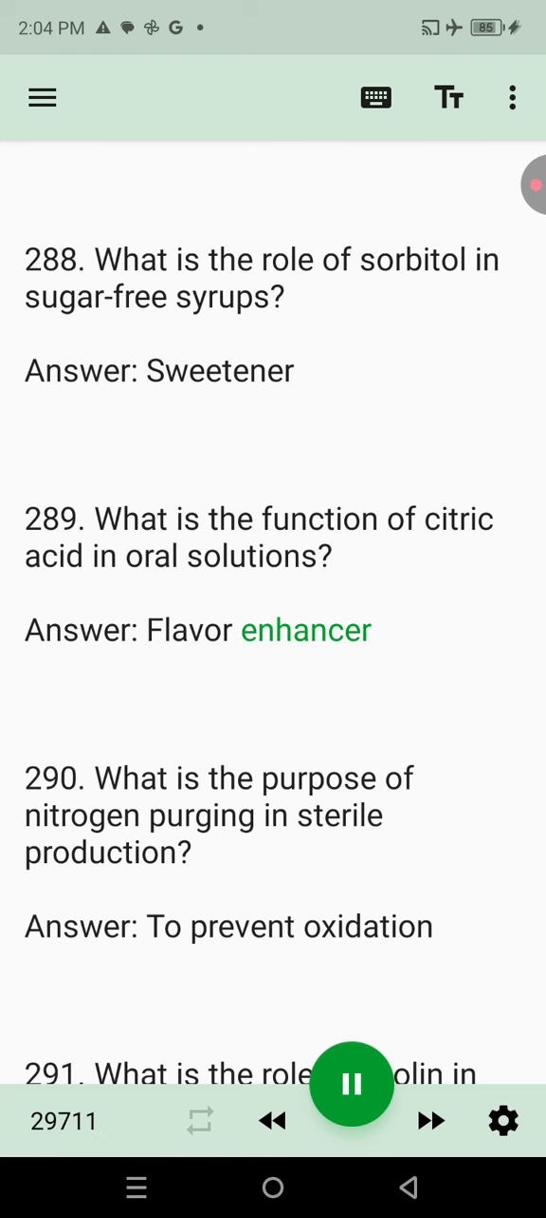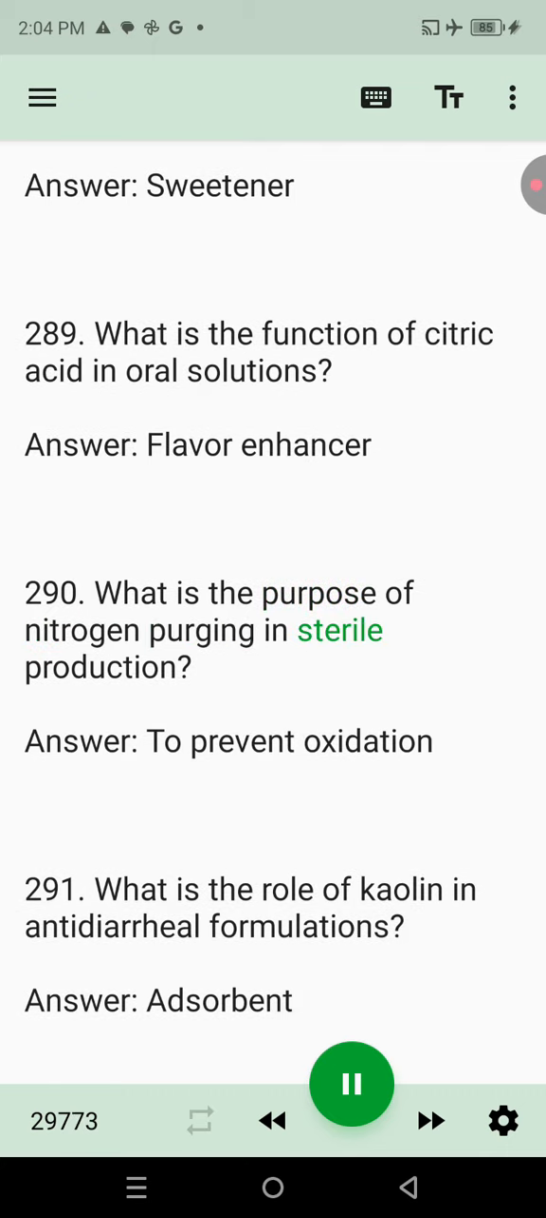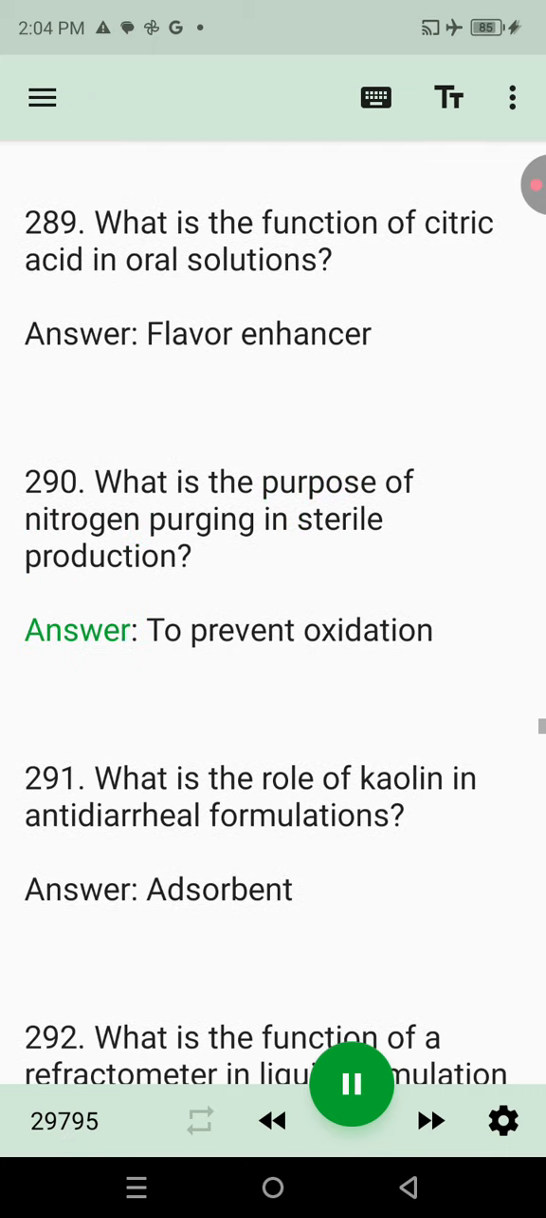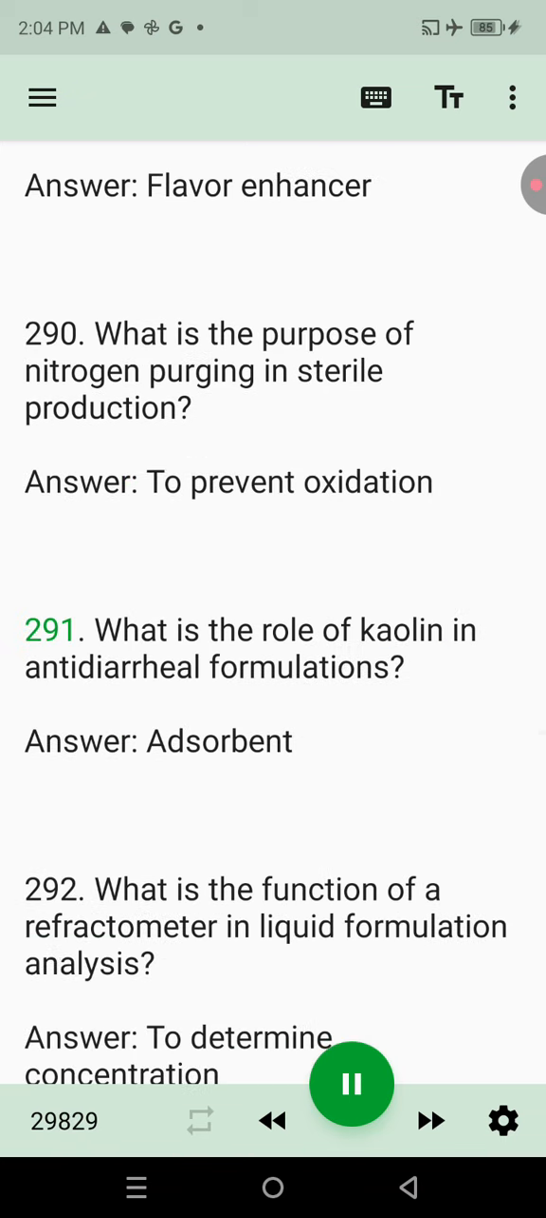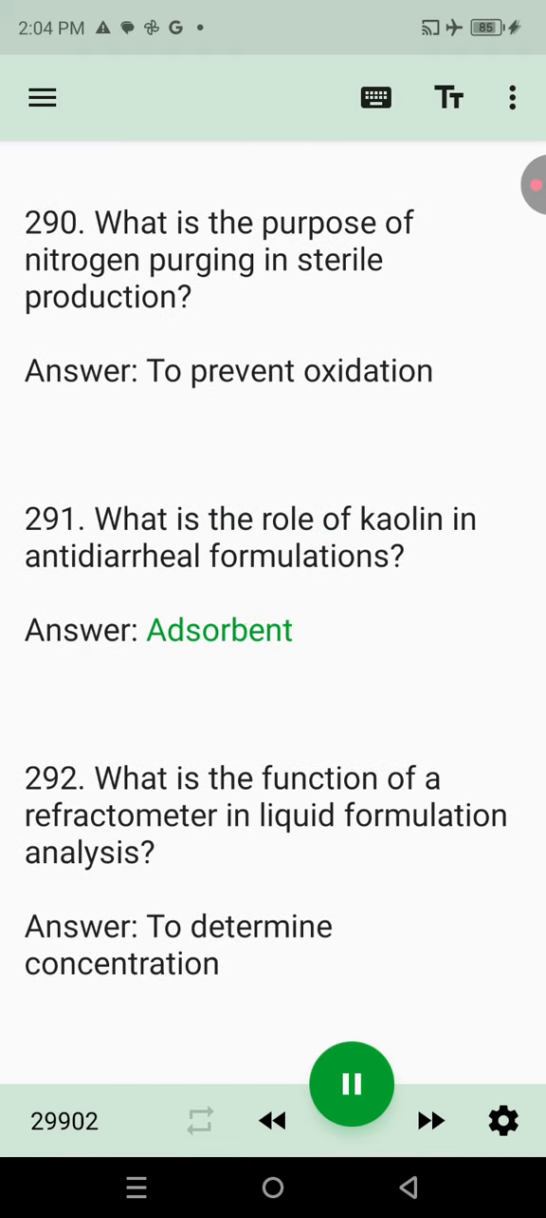289. What is the function of citric acid in oral solutions? Answer: flavor enhancer. 290. What is the purpose of nitrogen purging in sterile production? Answer: to prevent oxidation. 291. What is the role of kaolin in antidiarrheal formulations? Answer: adsorbent.